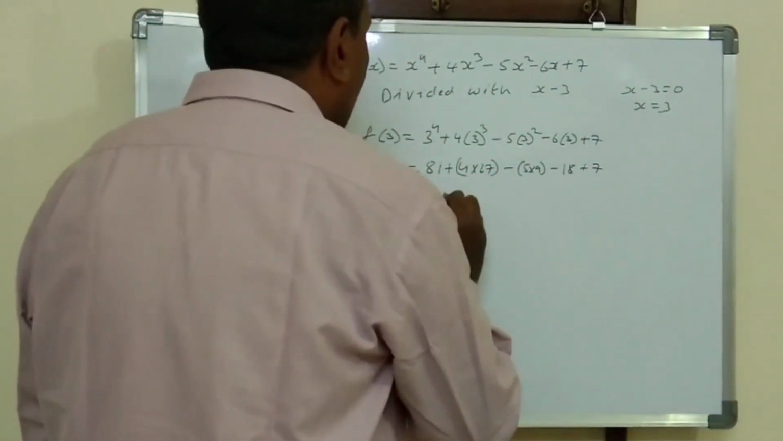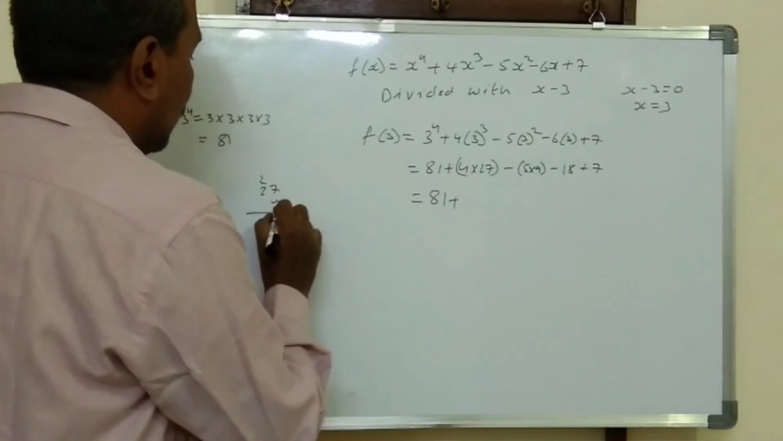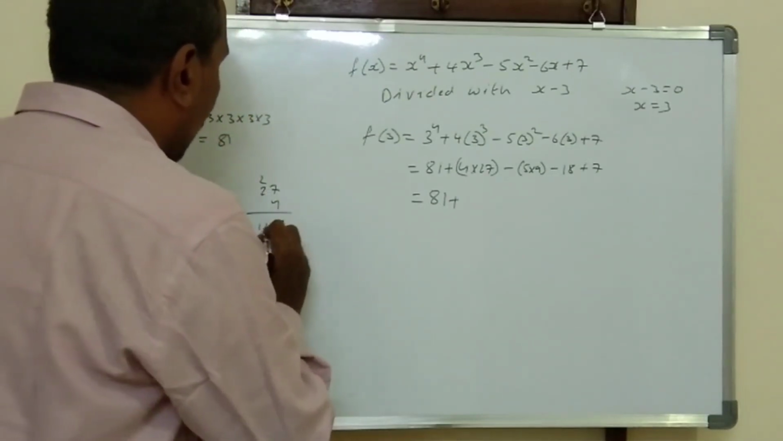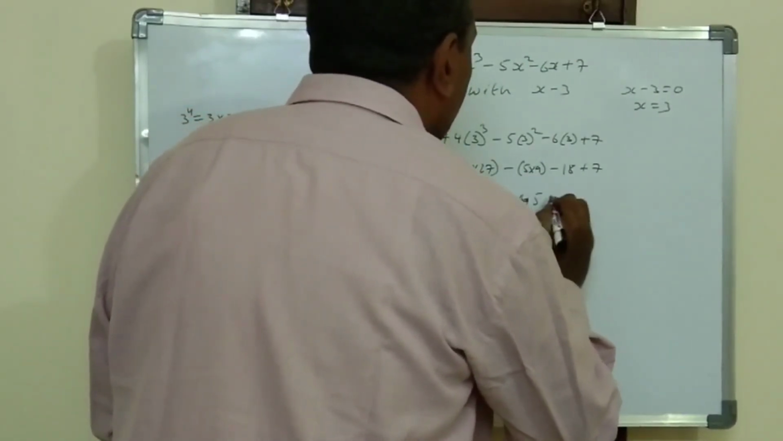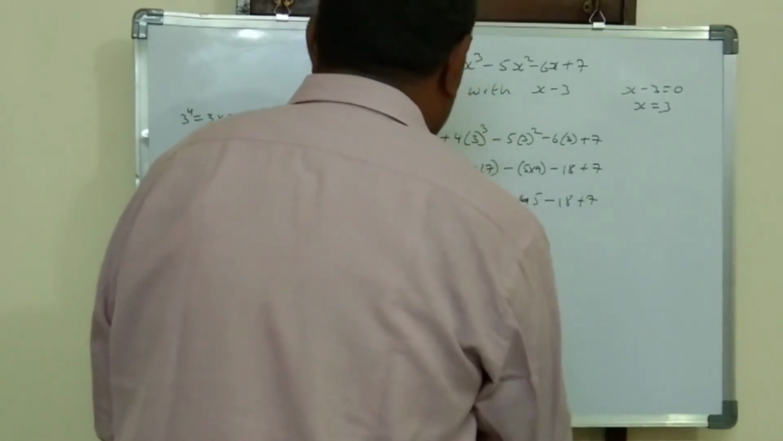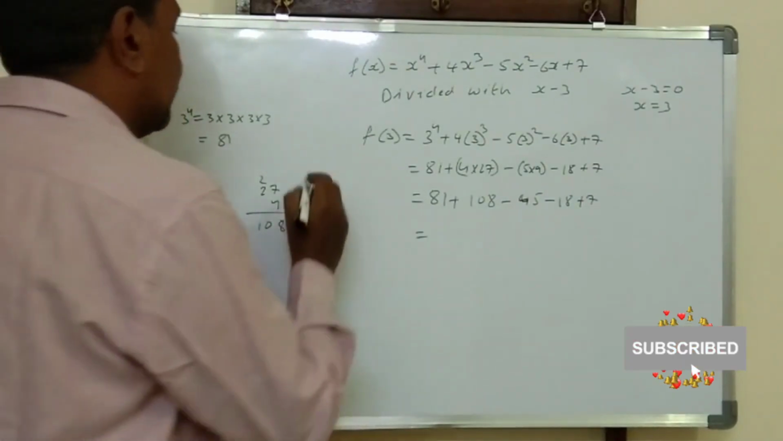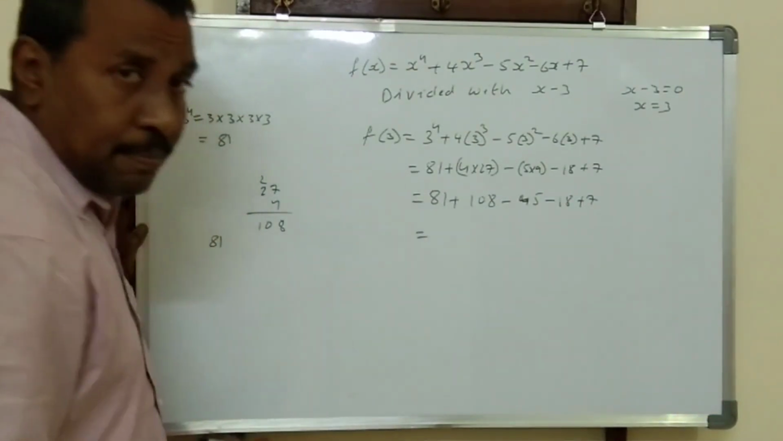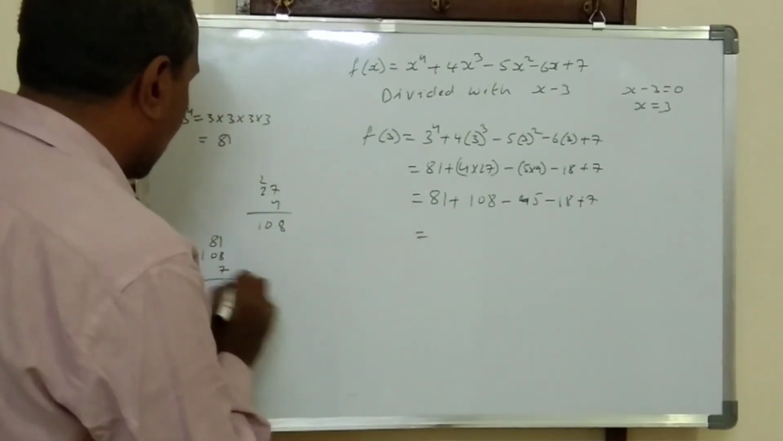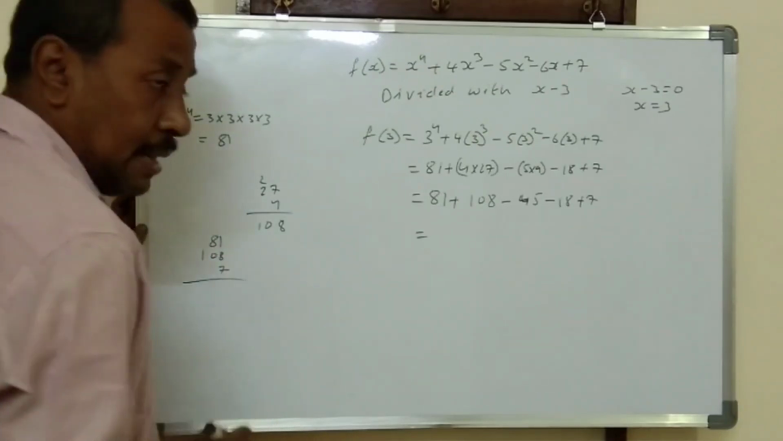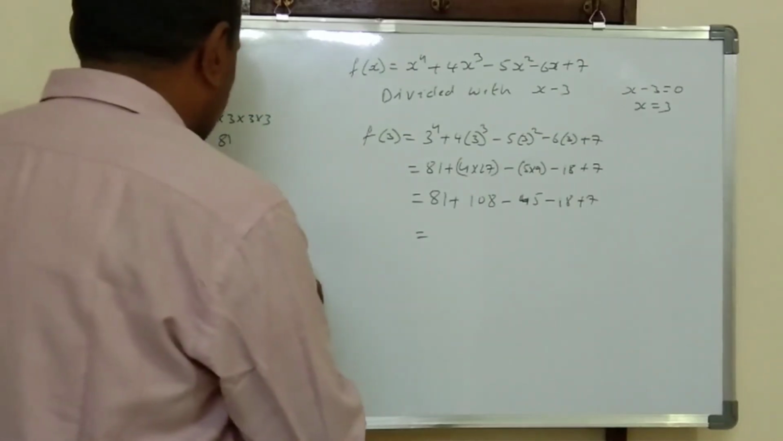That is equal to 81 plus 27 into 4. 4 7s are 28, 4 2s are 8, 8 plus 2 is 10, so 108. Minus 5 9s are 45, minus 18, plus 7. Here we add all the terms having positive sign. That is 81, 108 and 7, all positive numbers. Add all these: 8 plus 1 is 9, 9 plus 6 is 16, 16 plus 1 is 17... that is equal to 196.